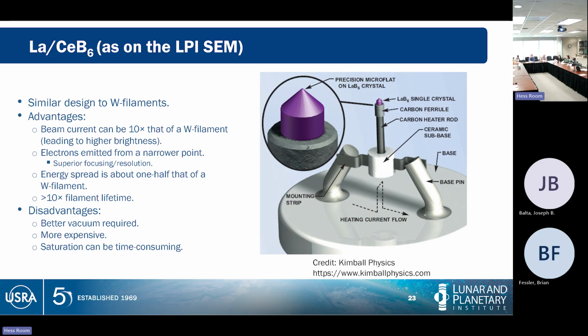The tip of this is the spot where you have precision release of an electron beam, allowing better focusing and better resolution. The energy spread of the electrons is narrower, so you have a control to the energy that's coming off. The filament lifetime is quite a bit longer, does not burn out as much. Disadvantages, they're more expensive than a tungsten filament. A better vacuum is required to make this work. And again, with this one, to get it so that the beam is operating correctly, saturation of the beam can be time consuming.